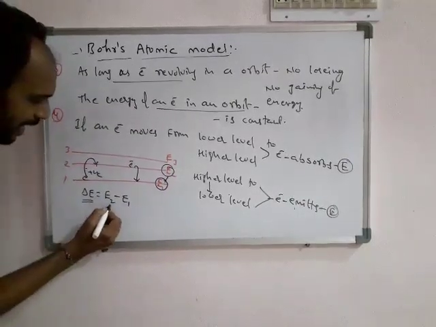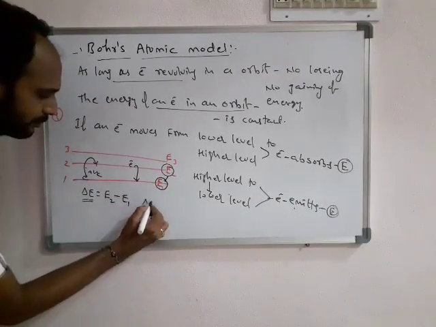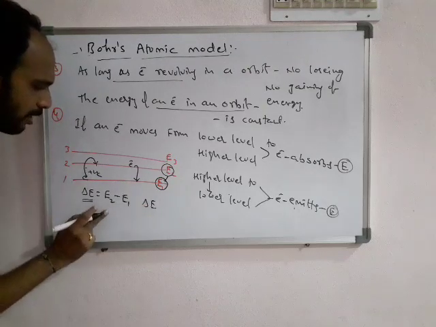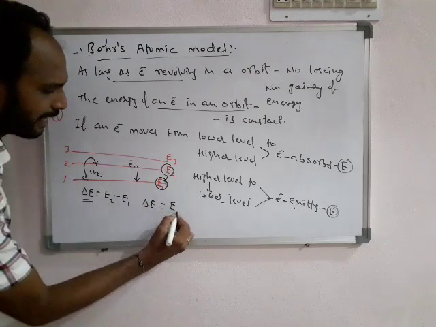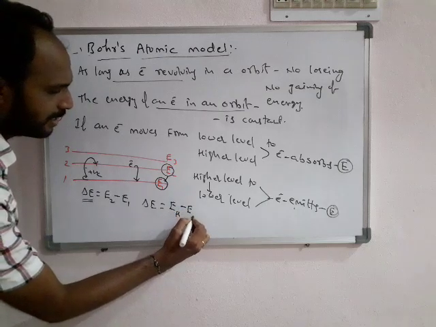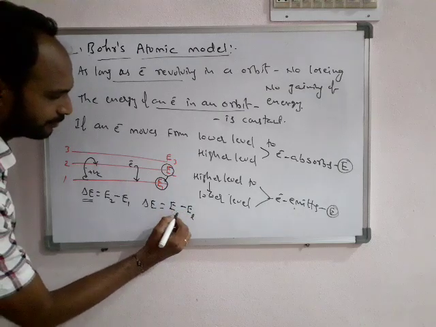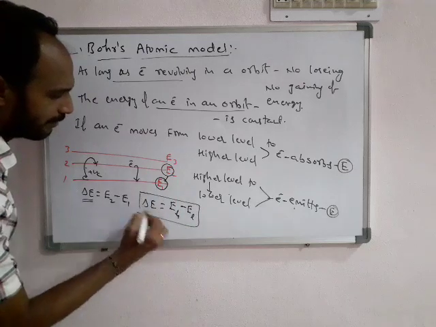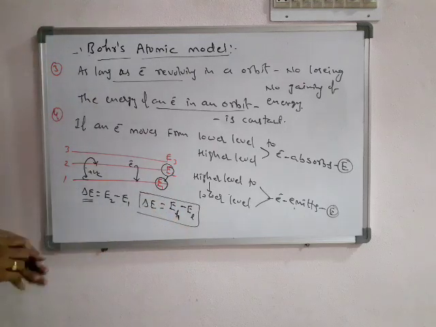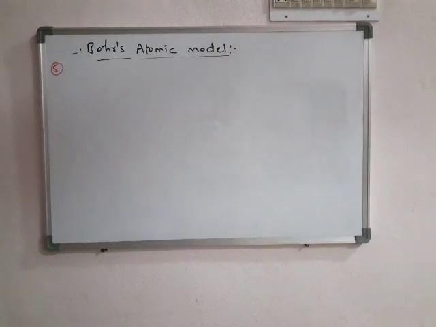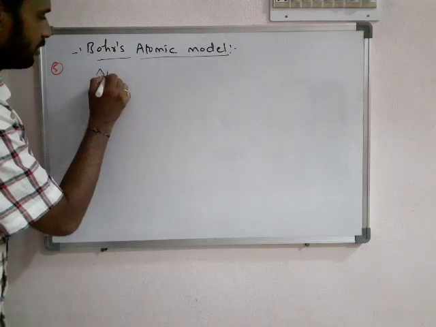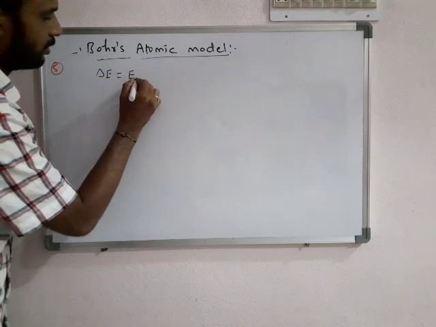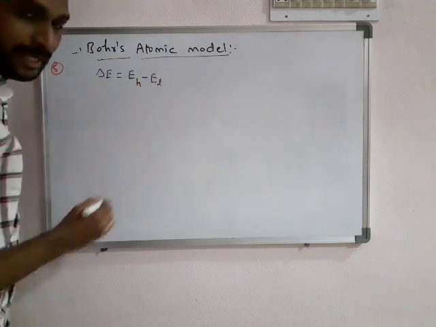Generally it is written as E higher level minus E lower level. So ఇక్కడ మనం 1,2 example తీసుకున్నాం కాబట్టి E2 minus E1. So it can be written as E higher level minus E lower level. So the change in the energy, delta E, is equal to E higher level minus E lower level.